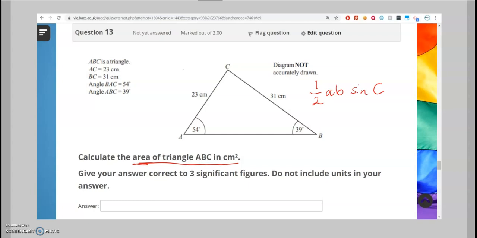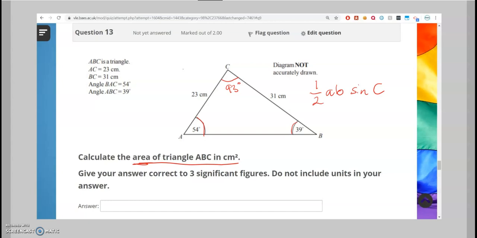So we'll label C as the angle between the two lengths that we know. As you can see, it's labeled as well. We'll need to work it out. So we've got an angle of 54 degrees and another which is 39. That is 93. Taking it away from 180, that leaves us with 93. So this is 93 degrees. Now we'll use the formula to work out the area.